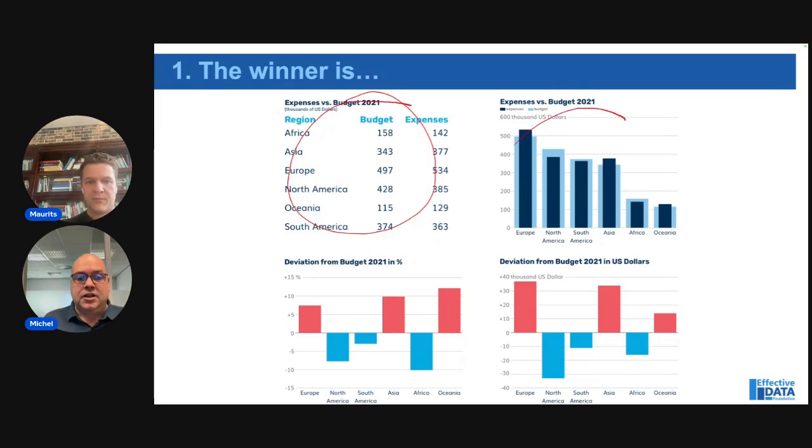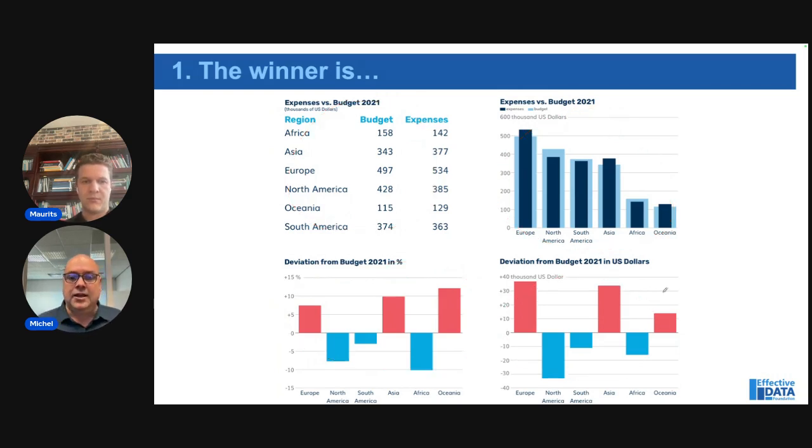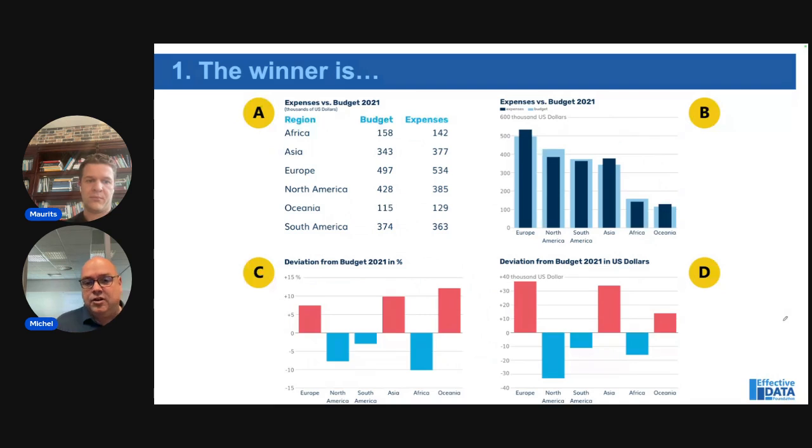Here we have this very fancy bar chart, also called a lipstick chart. We also have a deviation chart, so the difference in percentage from the budget. And here we have a deviation chart where it's in absolute numbers. Okay, and now my question to you guys, if I would tag each of these A, B, C, or D, which one do you like most for representing this data?